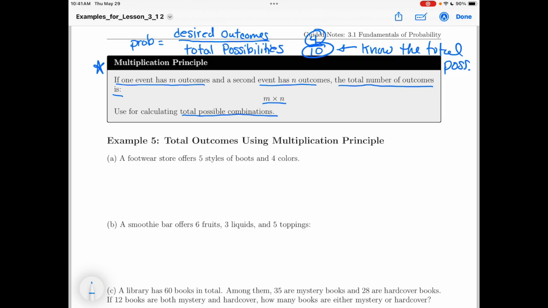So a footwear store offers 5 styles of boots and 4 colors. So if we want to know all the possible combinations and how many different boots are possible to buy, we would take 5 styles and multiply it by 4 colors. And we would get 20 possible choices for boots.